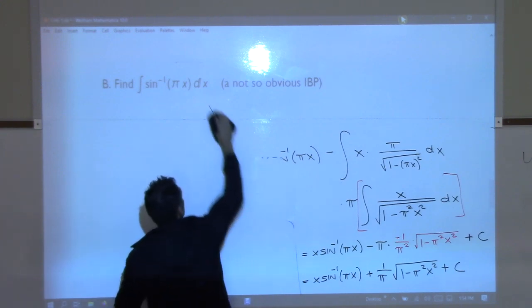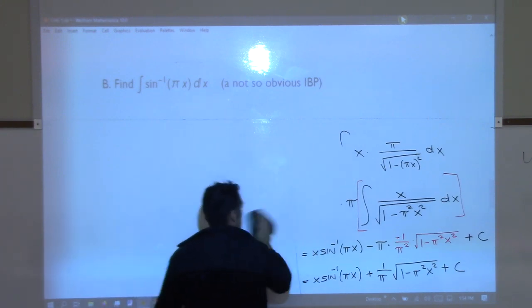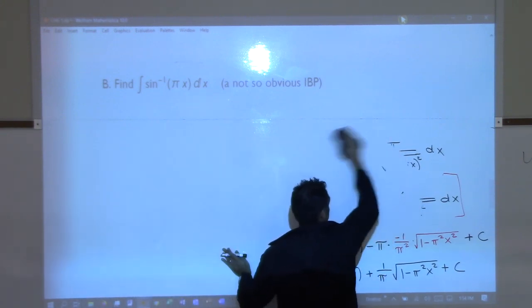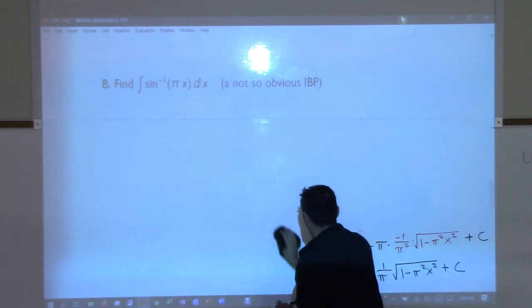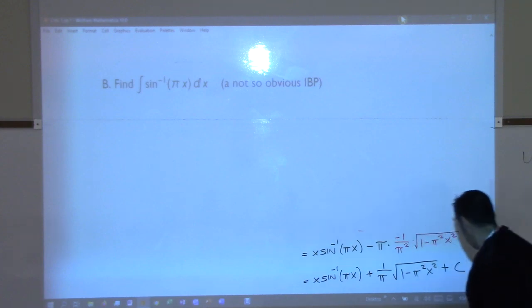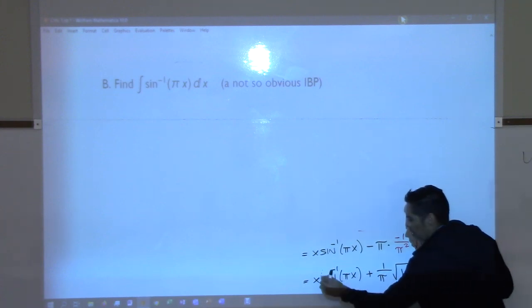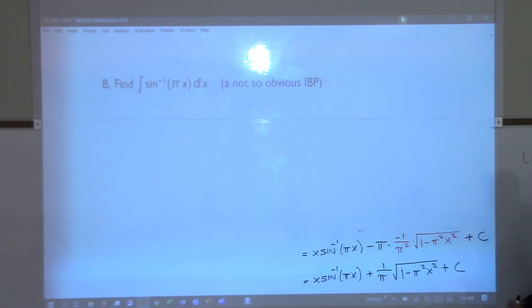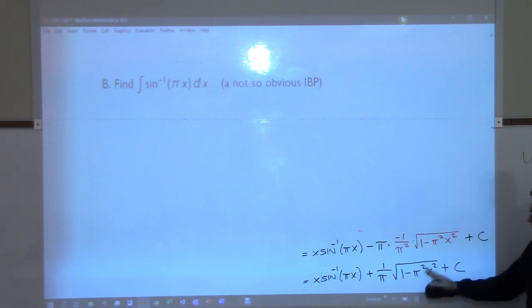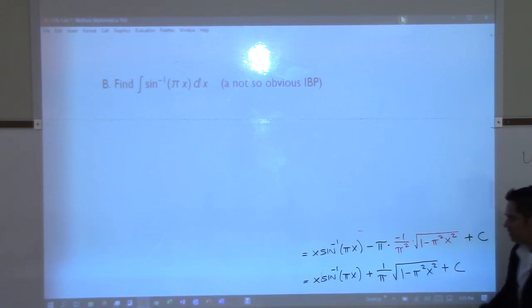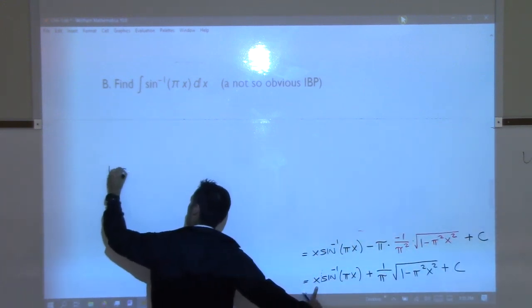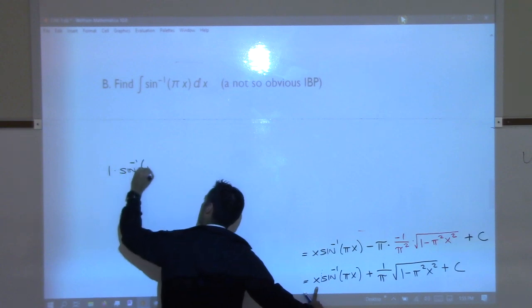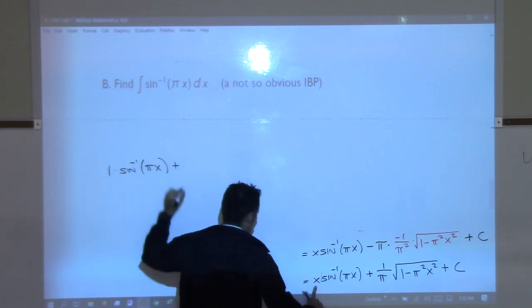So I'm going to check it. I'm going to take the derivative, and I'm going to go fast. Okay, here we go. Fast derivative. Product rule, right there. Otherwise, I'll do this one separately. This is really just the derivative of a square root of something, so I can handle that. All right, product rule here. Derivative of x is 1 times arc sine of pi x, plus the derivative of arc sine of pi x.